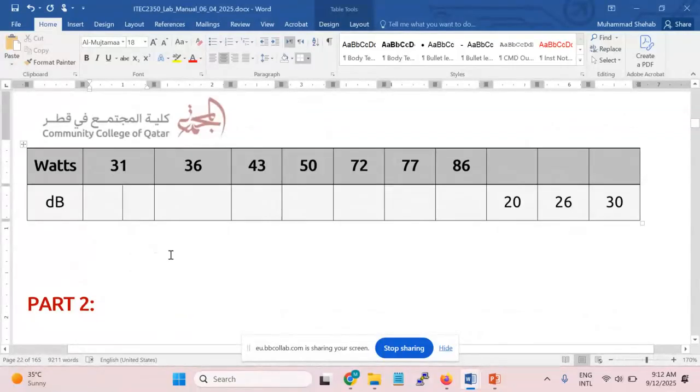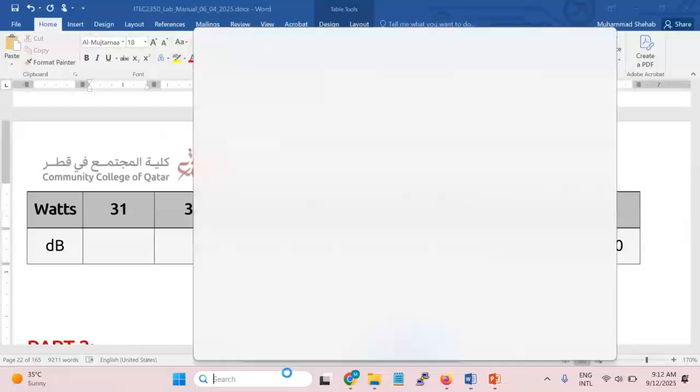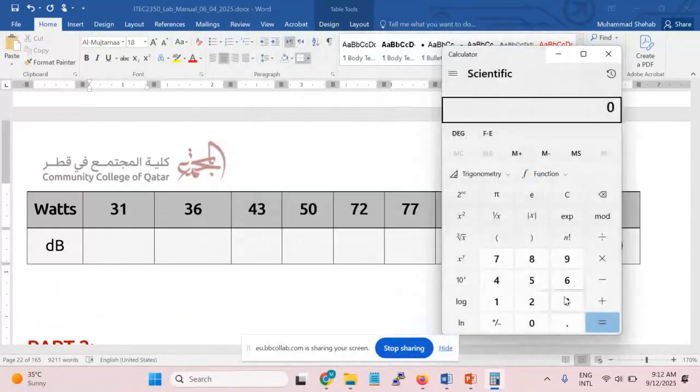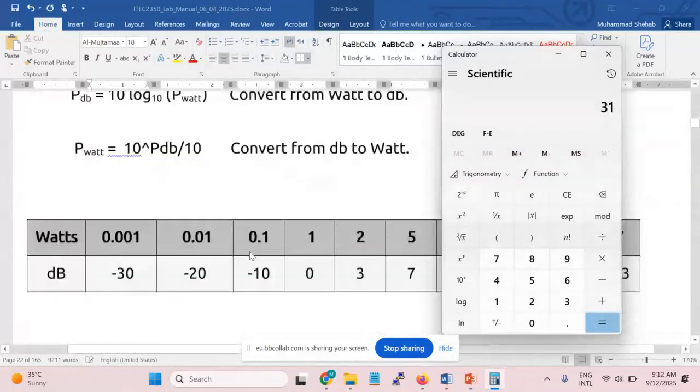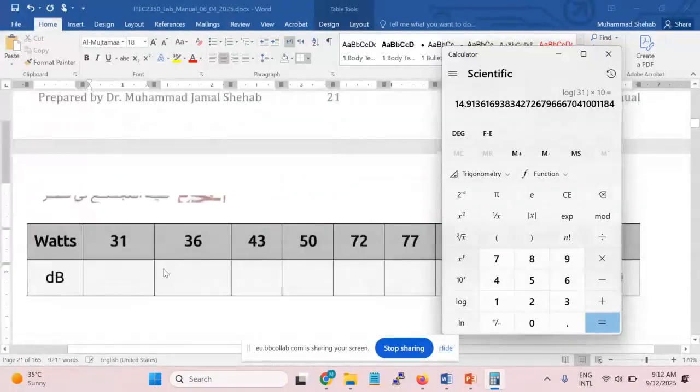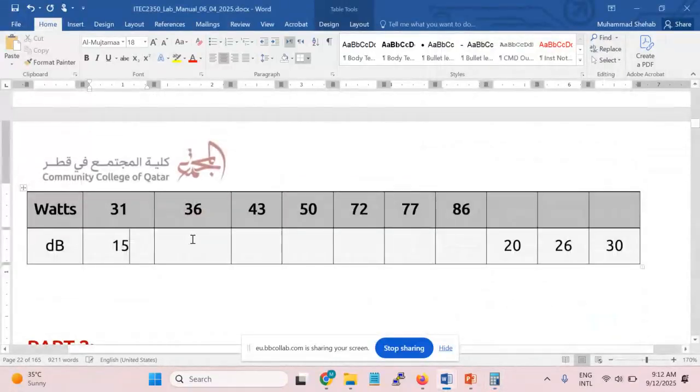31 in what? How much does it equal in dB? I will take the log of 31, 1.49 times 10, around 15. 15 in dB.